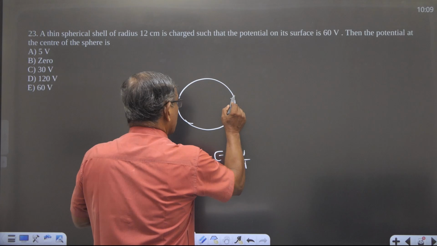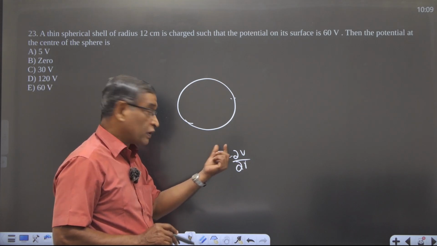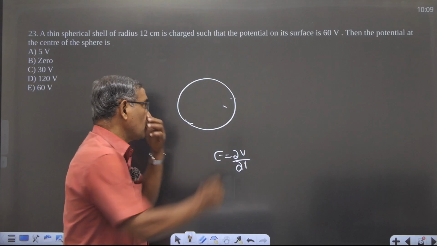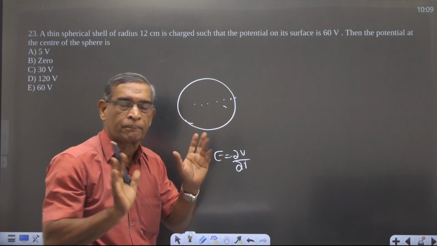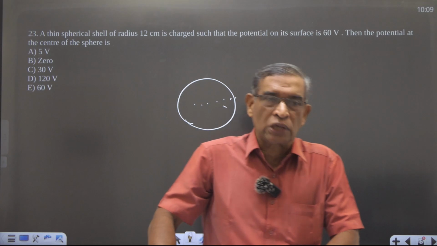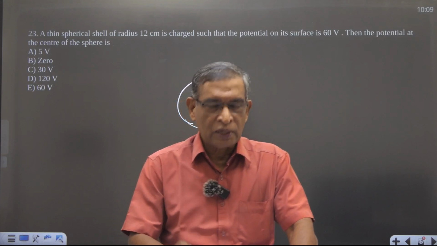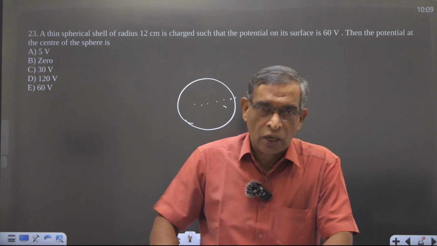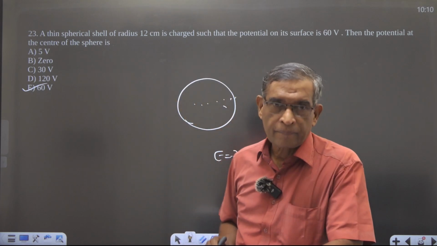Therefore, if we consider two points, one on the surface and the other nearby inside, the difference must be 0 because electric field intensity inside is 0. dV 0 means potential here and here are the same, everywhere. For our spherical shell, the potential on the surface as well as at any point, including at the center, is the same. And what is the surface potential? 60 volt. The potential at the center is also 60 volt. So the answer is 60, option D. Clear? Shall we go to our next question.